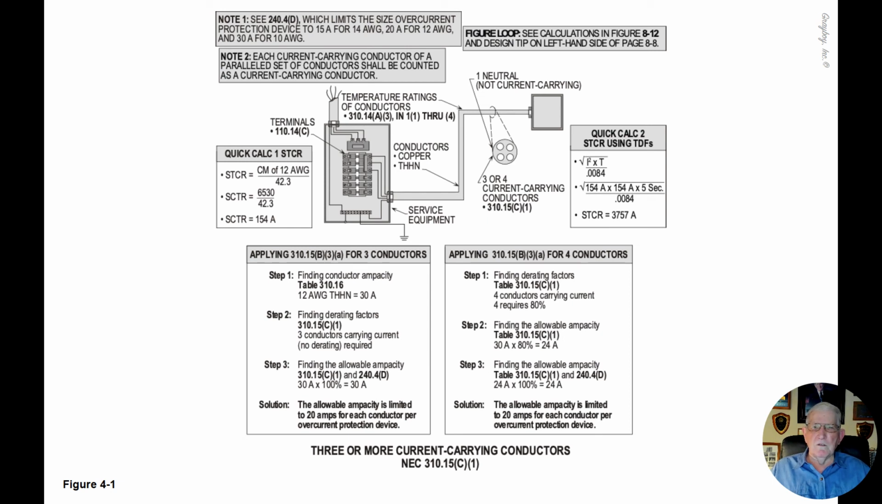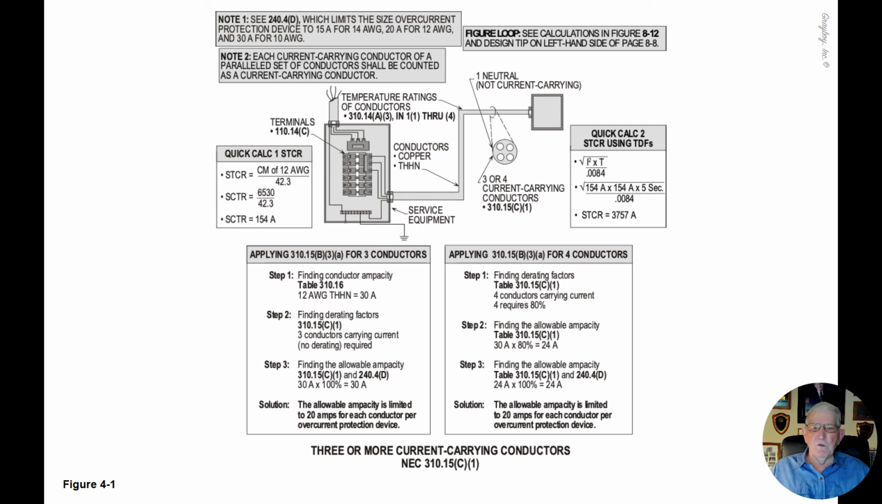Now let's look at the boxed in information for 3 current carrying conductors. If you were using the 2017 code, we'd be applying 310.15(B)(3)(a) for these 3 conductors. But since you're taking your test on the 2020, step 1, we would use Table 310.16, and a number 12 THWN copper conductor in the 90-degree column is 30 amps. We only use the 90-degree column when we're derating for adjustment or correction factors.